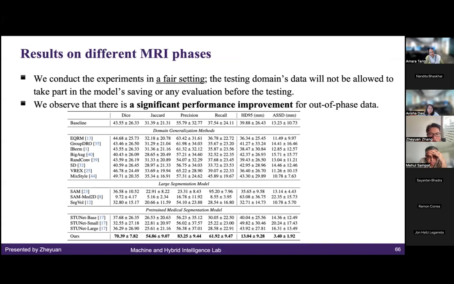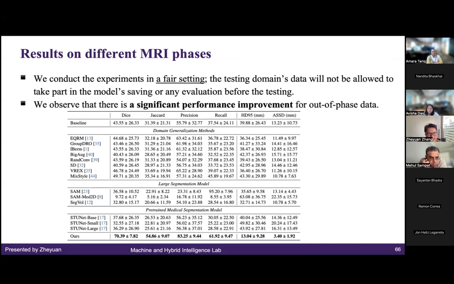Another thing we want to remember is that in the past, the generalization or robustness tasks in the medical field were slightly messy. Some people will use data coming from the testing domain as part of the validation for model saving, but this will introduce a significant bias. We can show it later.